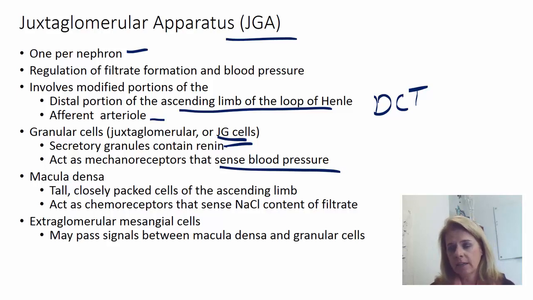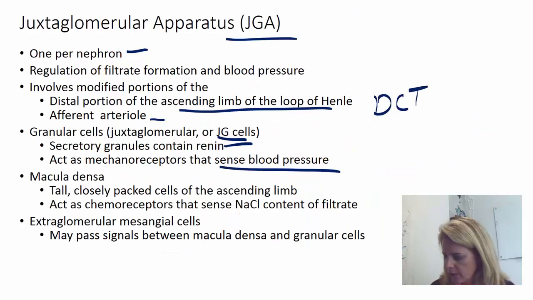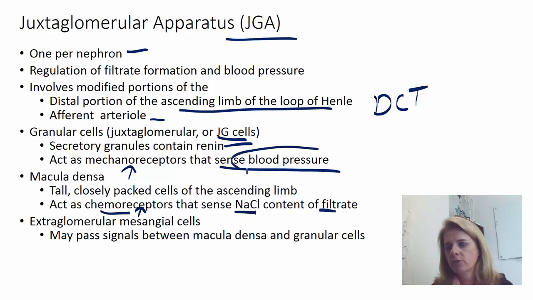Then you have your macula densa cells. Looking at your picture, macula densa cells are here and the JG cells are here. They're tall, closely packed cells that face the lumen of that portion of the tubule, whether you want to call it ascending limb or distal convoluted tubule. They have chemoreceptors. So you have something that measures pressure and something that measures the chemistry of the filtrate. They're measuring how much sodium chloride, or salt, is in the filtrate. So one measures the pressure, and the other measures the sodium chloride content.